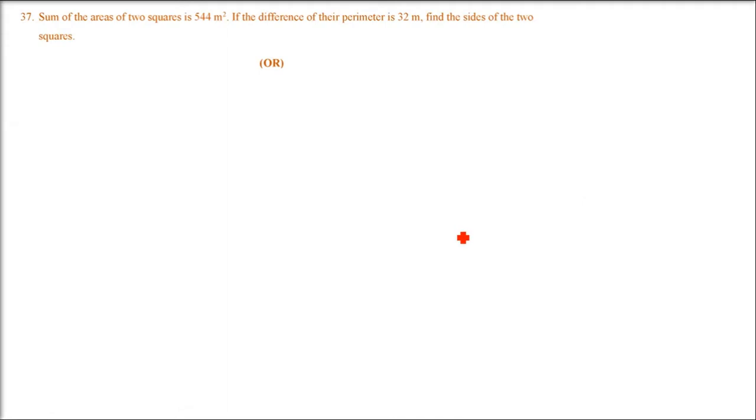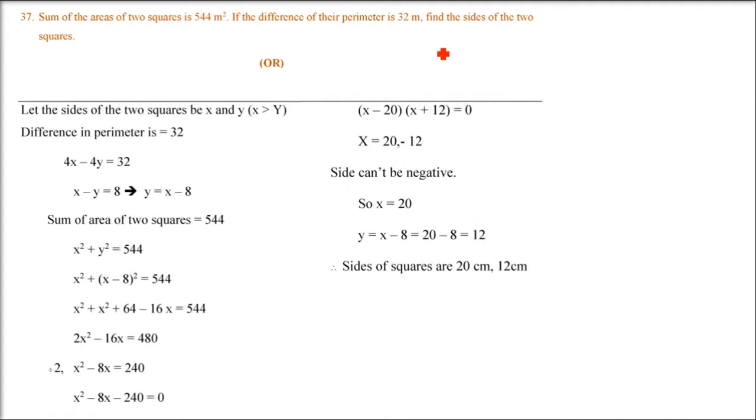Sum of the areas of two squares is 544 meter square. If the difference of their perimeter is 32 meter, find the sides of two squares. So what we will do, we will take two squares. Anyways, this is square 1, this is square 2, and we have to add the area of these two.